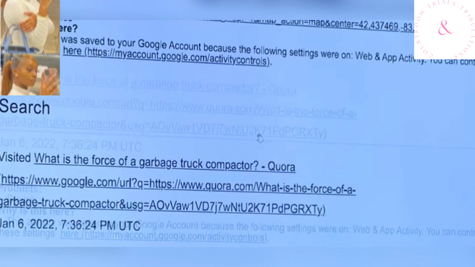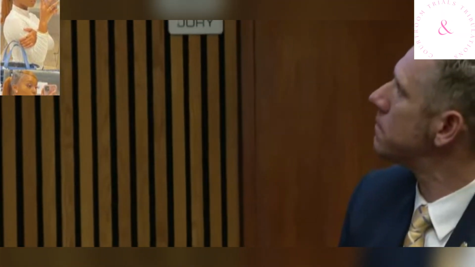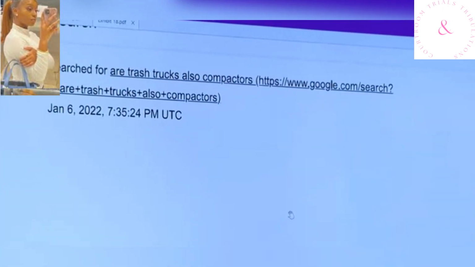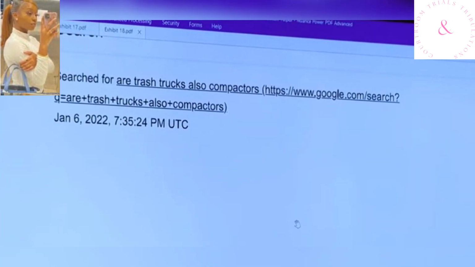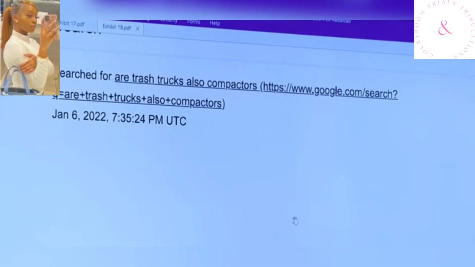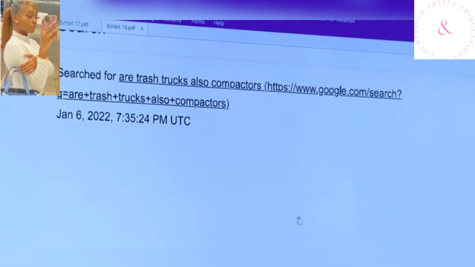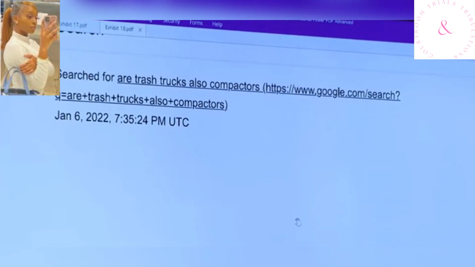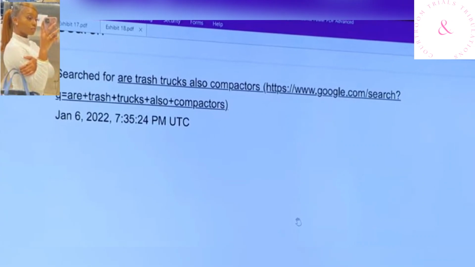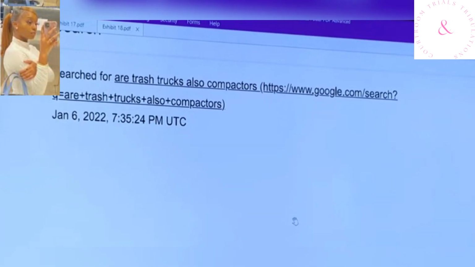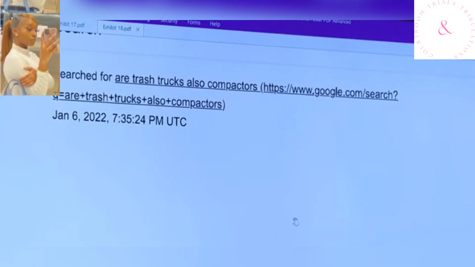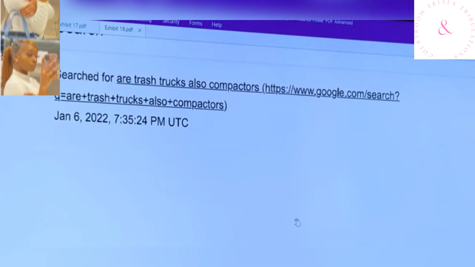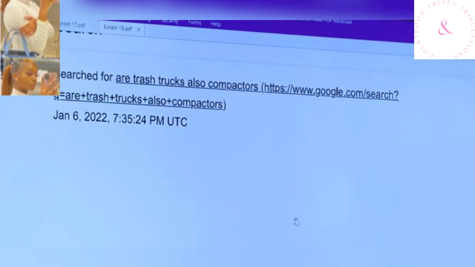At the very bottom of page 8, do you see a date and time associated with that search? Yes. And what is the date and time reflected there? It's January 6th, 2022, 7:35:24 p.m. UTC. What does UTC mean? UTC is a standard time, so in order to get that back into local time, you need to subtract 5 hours during this time of the year. Okay, and if you subtract 5 hours, what would be the local time reflected for this search? It would be 2:35:24 p.m. on January 6th of 2022. Correct. And what is the search that's reflected there? The search for trash trucks, also compactors.